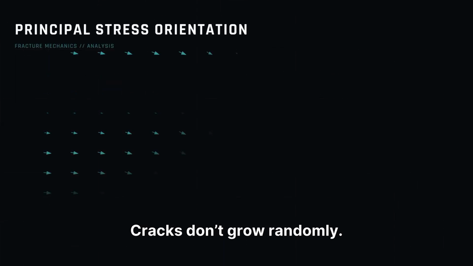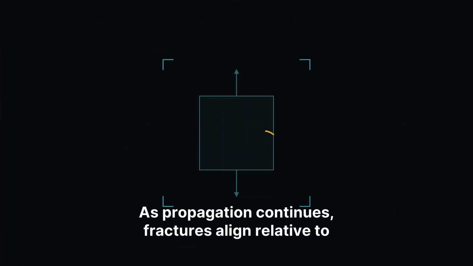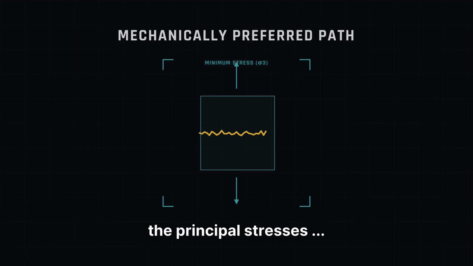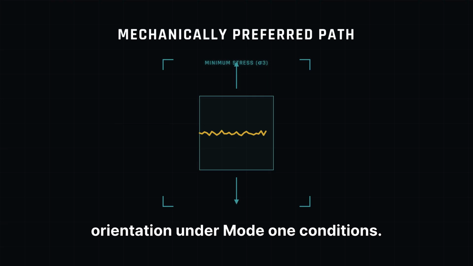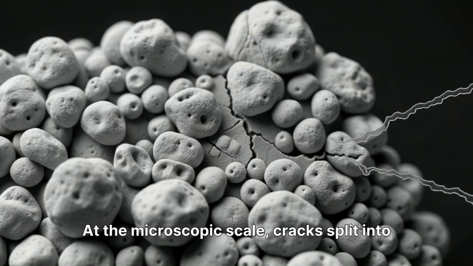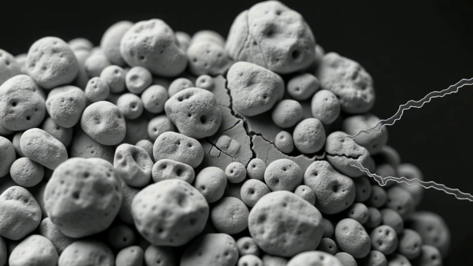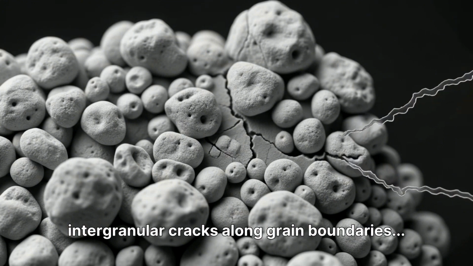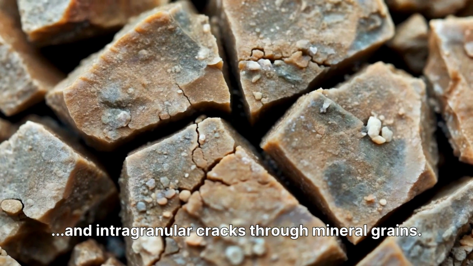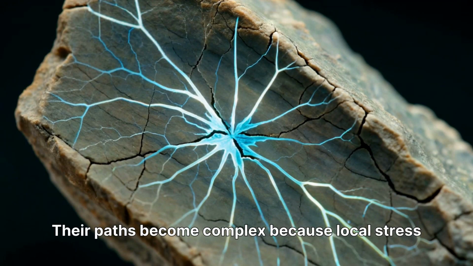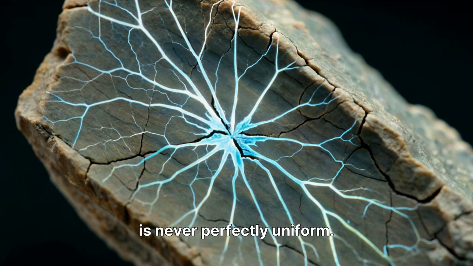Cracks don't grow randomly. As propagation continues, fractures align relative to the principal stresses, effectively searching for the mechanically preferred orientation under Mode 1 conditions. At the microscopic scale, cracks split into two families: intergranular cracks along grain boundaries, and intragranular cracks through mineral grains. Their paths become complex because local stress is never perfectly uniform.